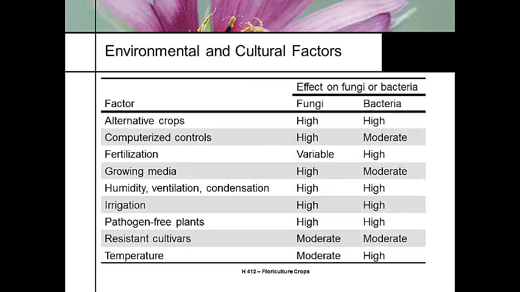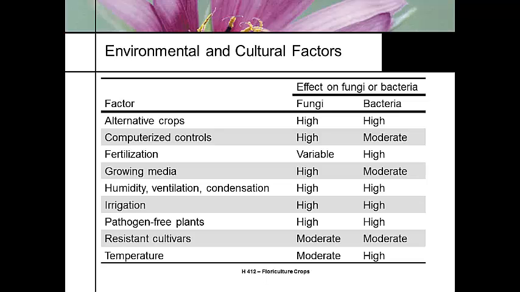So some of the environmental and cultural factors that set us up for diseases, just to let you know, if you're working with alternative crops, you're probably going to have set yourself up for high potential of fungal infections or bacterial infections because you really don't know what the crop is susceptible to. And we can also choose alternative crops to reduce disease. If we've got a high disease outbreak from impatiens necrotic spot virus, we can choose an alternative crop that maybe is not susceptible to that virus.